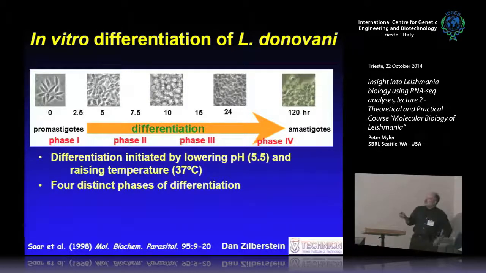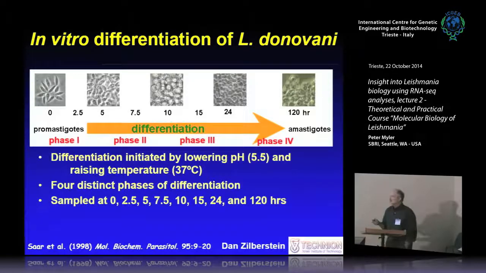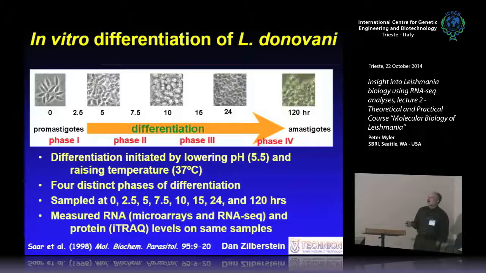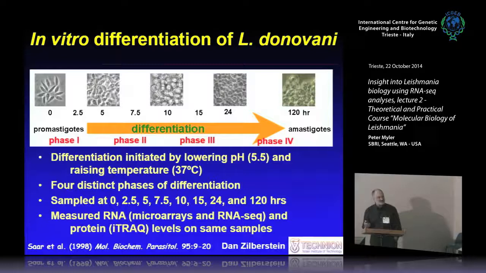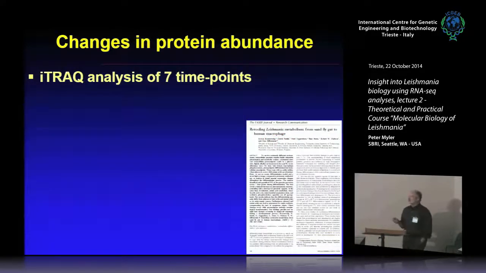amastigotes. But even at 24 hours, when they look, for all intents and purposes, like amastigotes, there's no morphological changes during this time. There's another phase 4 here where there are a lot of changes in their metabolism. So there are really 4 phases. So what Dan did is he took samples at different time periods during this and measured the RNA, firstly by microarrays, and then by RNA-seq. And Dan measured the protein levels or changes in protein using iTRAQ in the same samples. And we did this in duplicates.